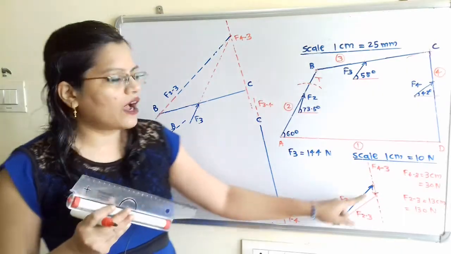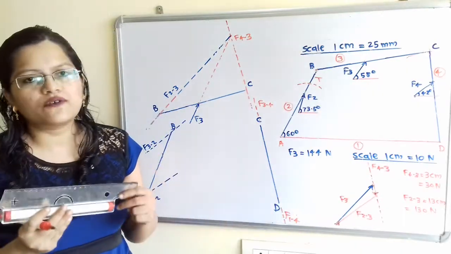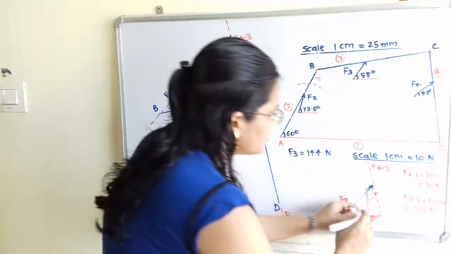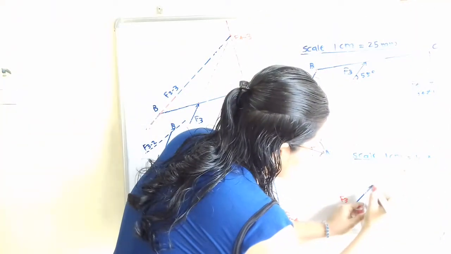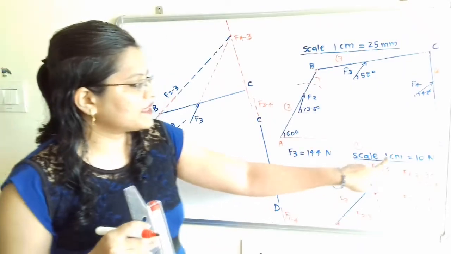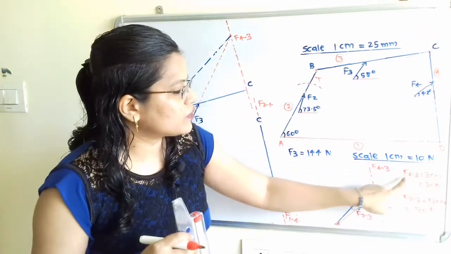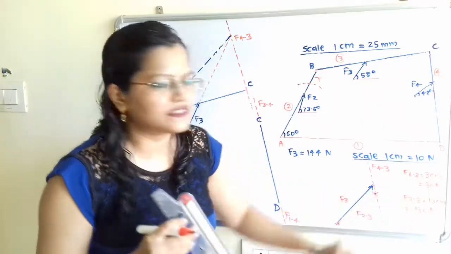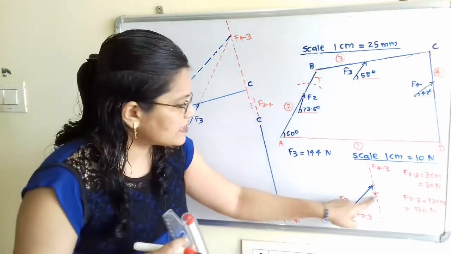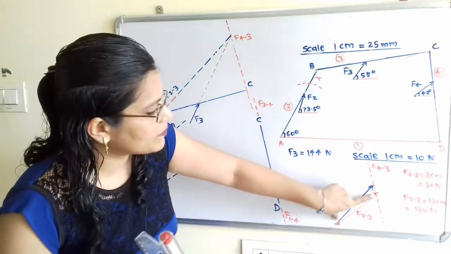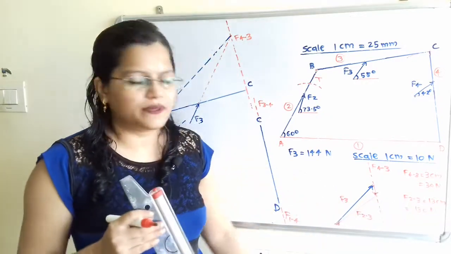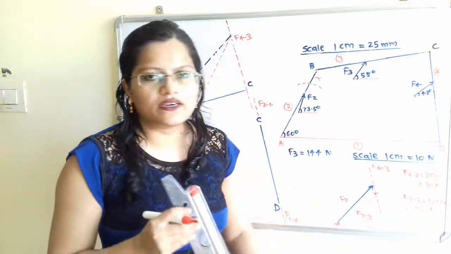Now we will find out what is the magnitude. So how to find out? We will measure this F4 to 3. What is the length of this F4 to 3? That is 3 centimeter. So as per the scale, 1 centimeter is equal to 10 Newton, F4 to 3 is 30 Newton. And for the next force F2 to 3, if we measure with the scale, it is 13 centimeter and that is equal to 130 Newton.